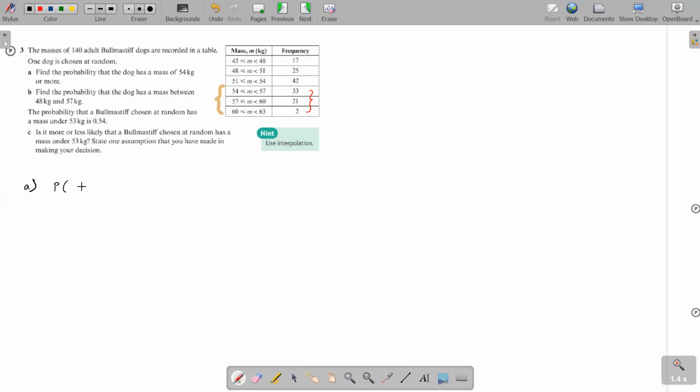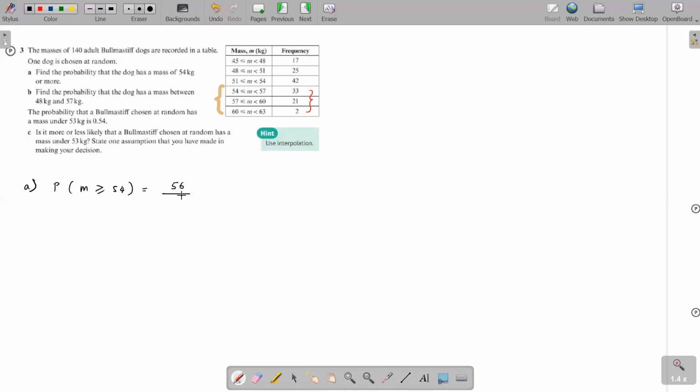So probability mass is greater than or equal to 54. Mass is simple M, right? Probability mass is greater than or equal to 54. So what's the total? 33 plus 21 plus 2. That's 56, right?